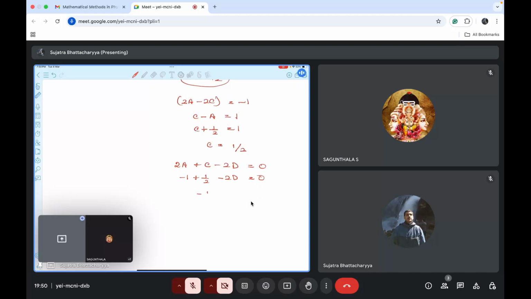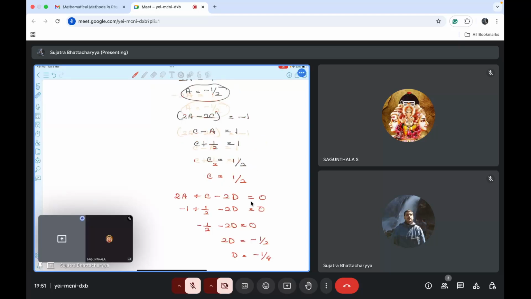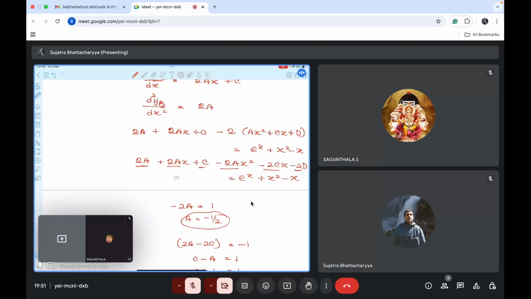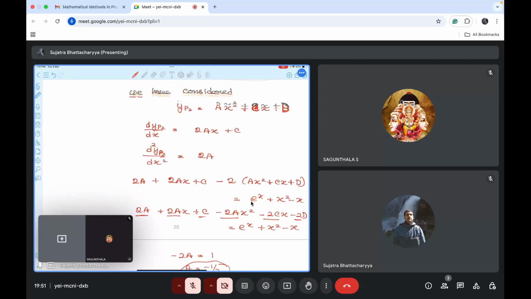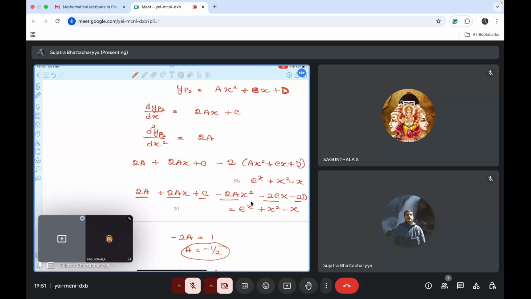So this will be minus half, right? Minus 2d, which is equal to 0. 2d can go on that side, and this will be minus half. So d will be something about minus 1 by 4. I don't know whether I have made it correctly or not. Just a minute. Yeah, looks correct only.